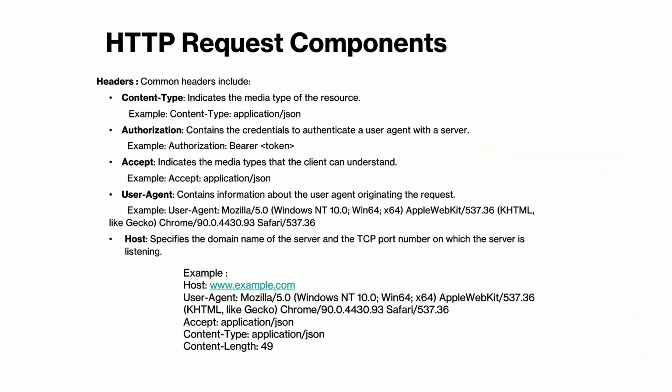The next component of an HTTP request is the headers. Headers provide additional information about the request. They are key-value pairs sent in the request to provide metadata about the request or the client. Some common headers include: Content-Type, indicates the media type of the resource. Authorization, contains the credentials to authenticate a user agent with a server. Accept, indicates the media types that the client can understand. User-Agent, contains information about the user agent originating the request. Host, specifies the domain name of the server and the TCP port number on which the server is listening. Headers help the server understand how to process the request and provide context about the request.